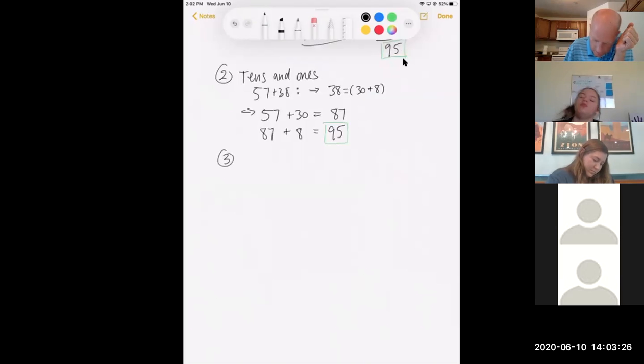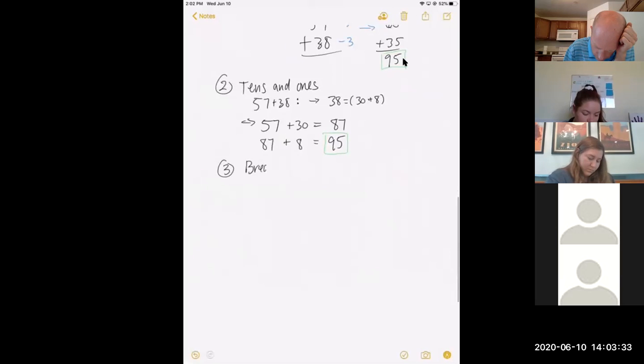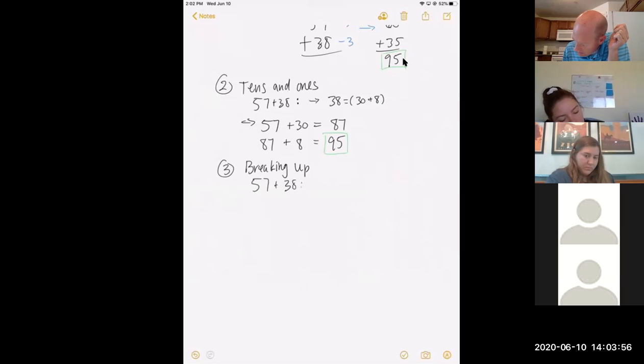Strategy number 3, breaking up. Breaking up with addition is a little bit different than breaking up with subtraction. So the idea is still we're going to separate one of the numbers into 2 numbers so that we can add them easier or subtract them easier. So breaking up means for this one, 57 plus 38 could be equal to, so let's do straight equal to.